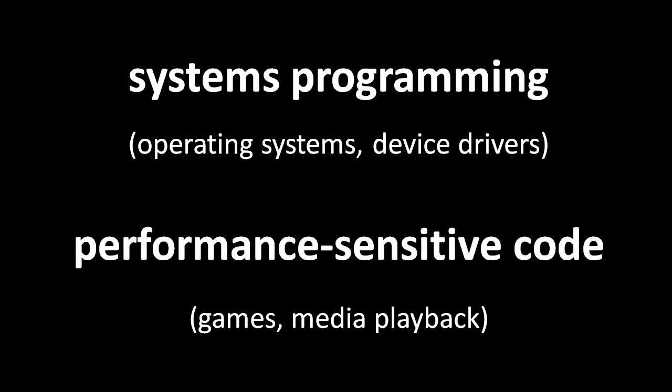Because C compiles to native machine code, gives the programmer control over memory, and can interop quite easily with assembly code, C is very well suited to what we sometimes call systems programming, which refers to writing the low-level code of operating systems and device drivers. The Linux kernel, for example, is written mostly in C.